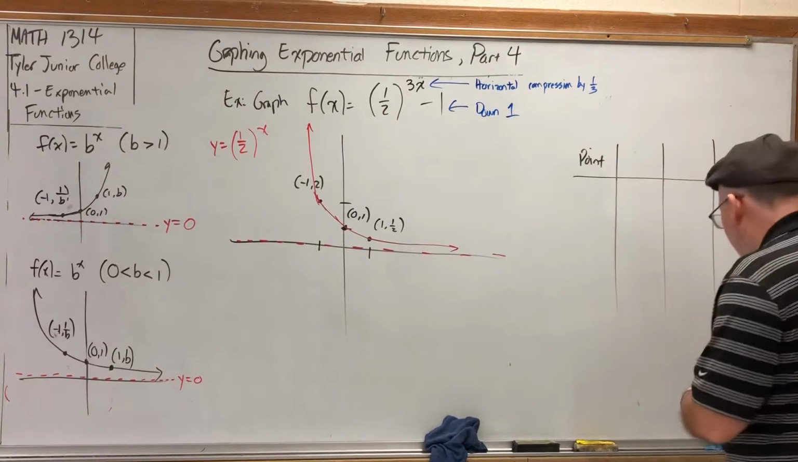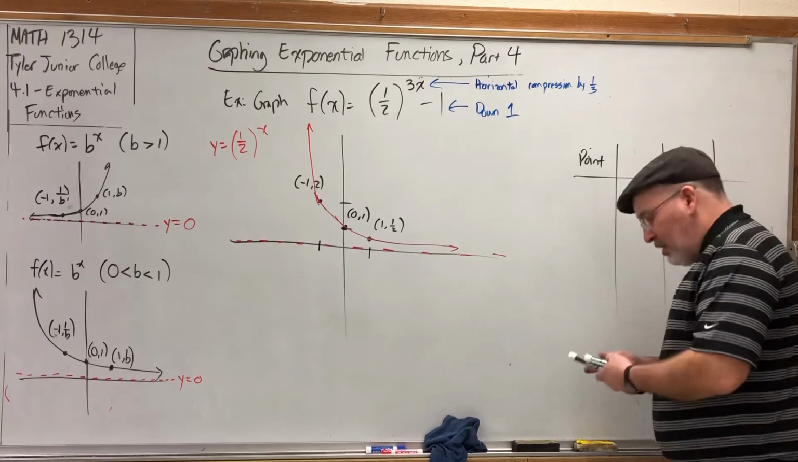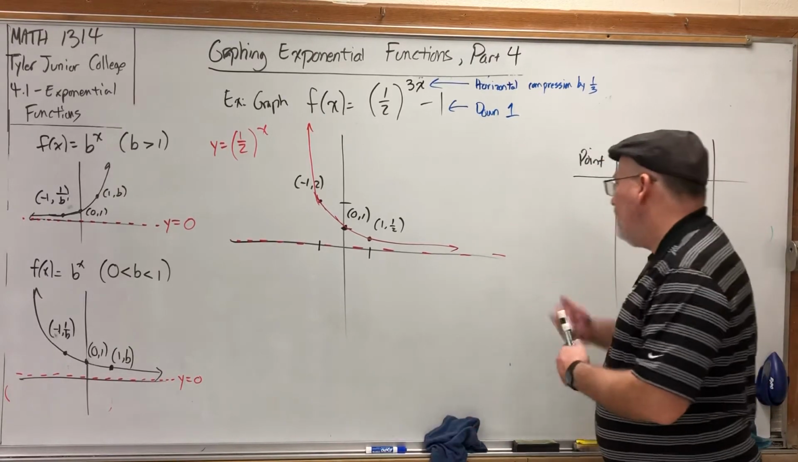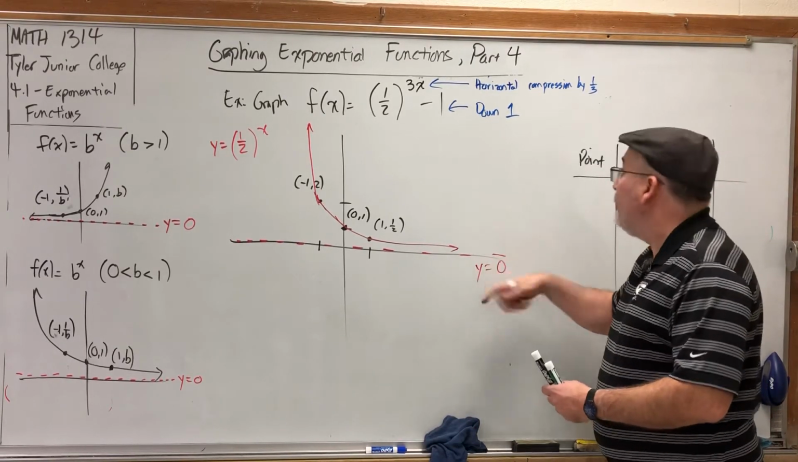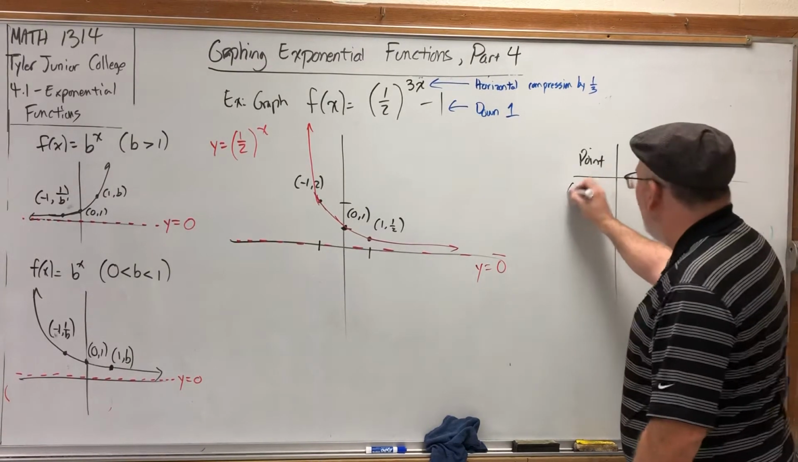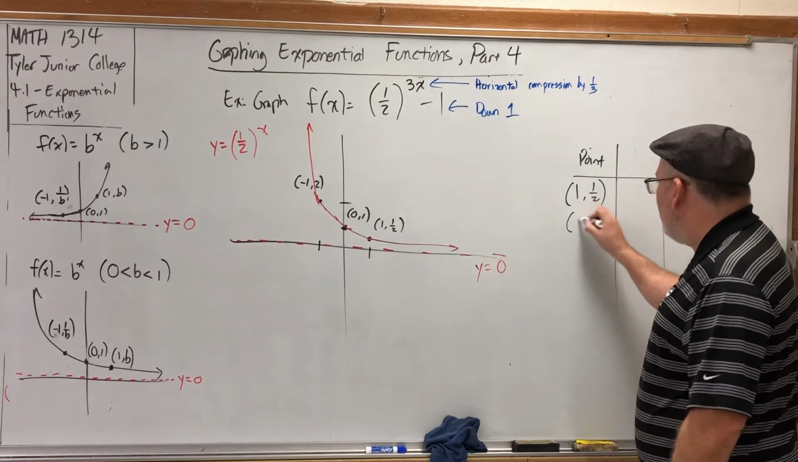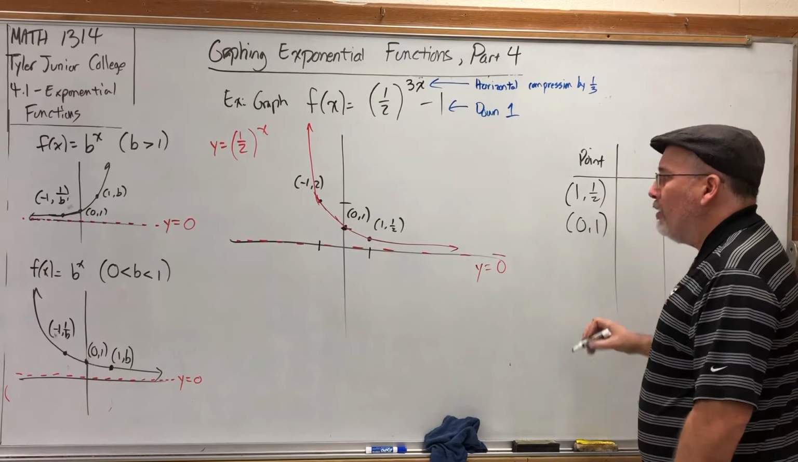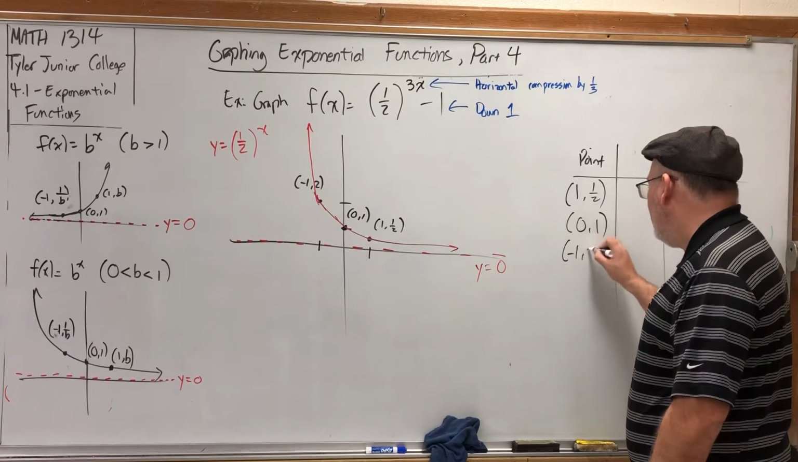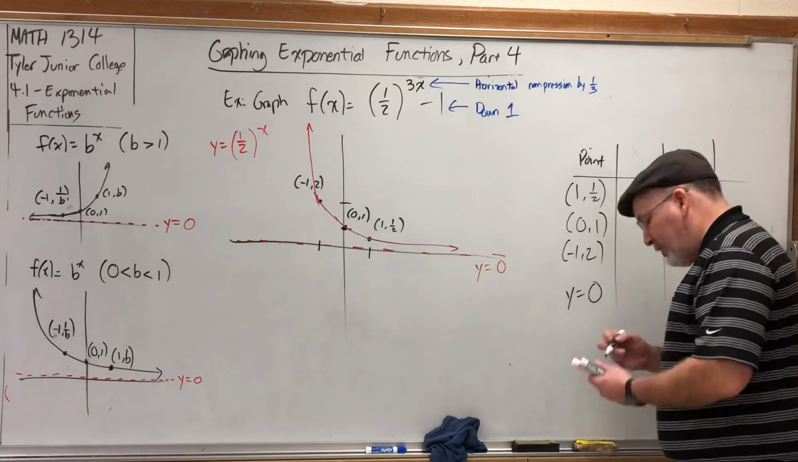So we're going to do the same thing we did in the previous video. We're going to keep track of all the points and the horizontal asymptote, which is at y equals 0, and see where they wind up under these transformations. Our base point was 1, 1/2. Our y-intercept was 0, 1. Our reciprocal base point was -1, 2. And our horizontal asymptote is still y equals 0.